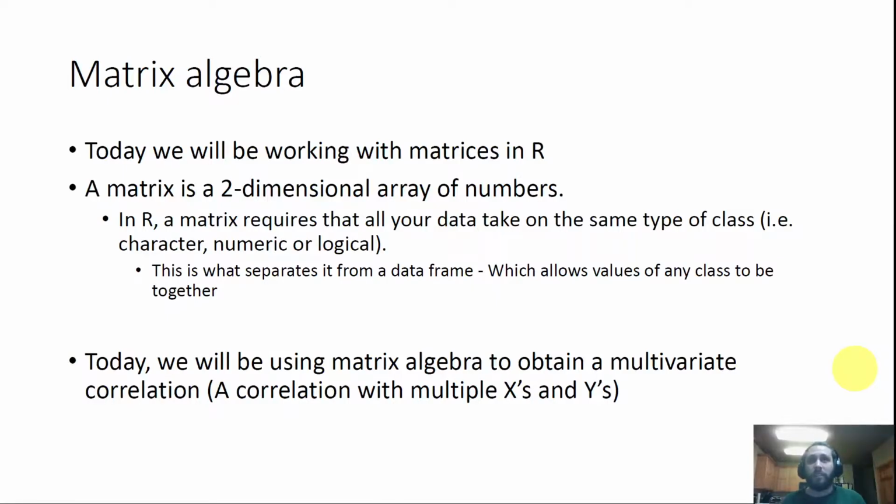When you have all your data in a specific class in a matrix form, you're allowed to perform matrix algebra in R with it. And this is what separates it from a data frame. A data frame can't do these multivariate correlations or matrix algebra because it doesn't know what type of class each thing is. So we're going to use matrix algebra to obtain a multivariate correlation, which is essentially a correlation with multiple x's and multiple y's.